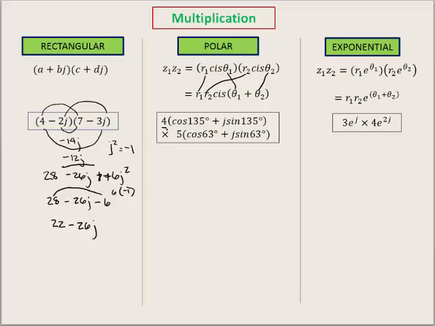So let's pick up our r's. That's 4 and 5. So we've got 4 times 5. And I'm going to put this back into CIS format, just for sake of getting through this video in less time. CIS, and what do we have? 135 plus 63. So we've got 20 CIS, and 135 plus 63 should be 198.